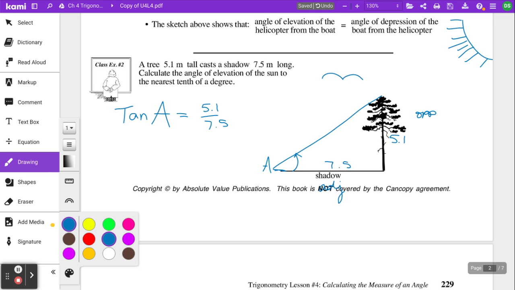Okay? Final answer? To the nearest tenth of a degree, please. Quick. 34.2. And this is degrees, so put a degree symbol on it. Turn the page. First of all, any questions about how I did this? How to know how to label the sides? Nothing? Okay.